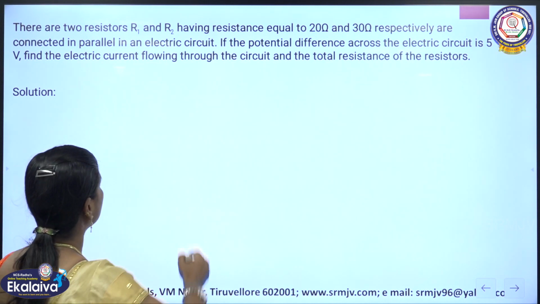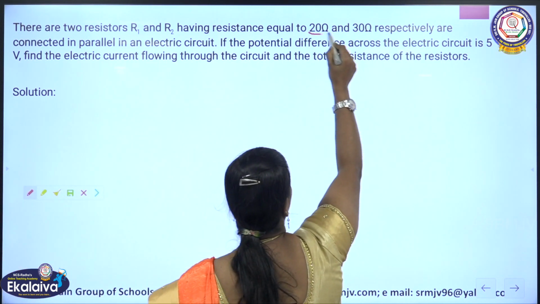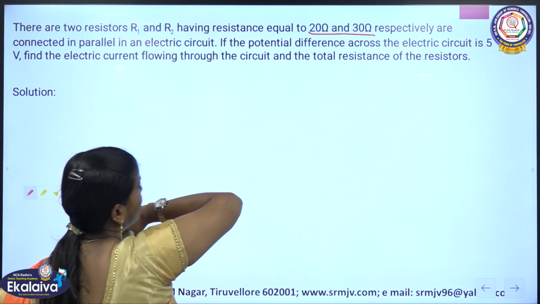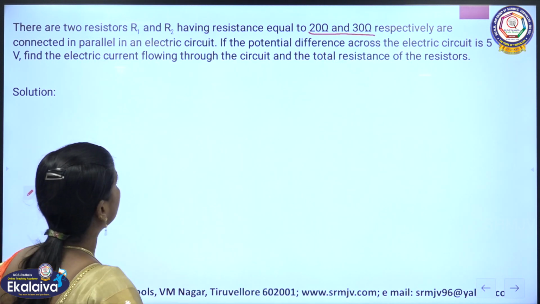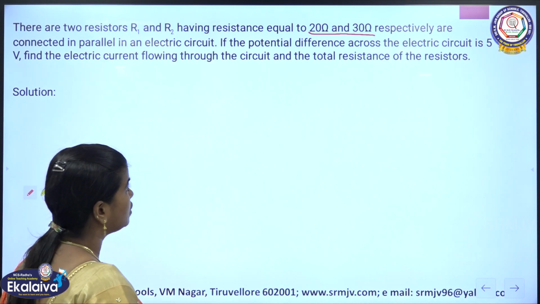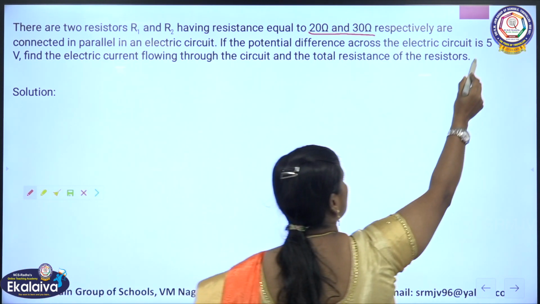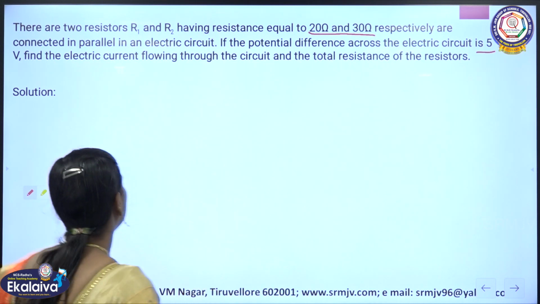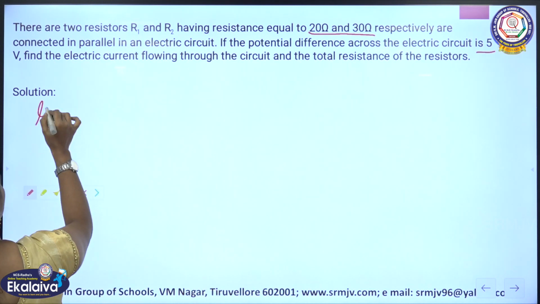There are two resistors, R1 and R2, one is 20 ohm and the other one is 30 ohm, and they are connected in parallel in an electric circuit. The potential difference across the circuit is 5 volt. Okay, so what is given?